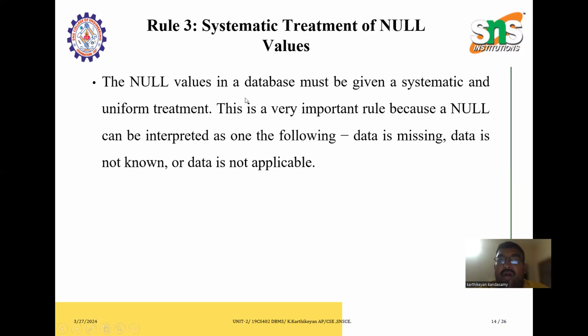This is the third rule, systematic treatment of null values. The null values in a database must be given systematic and uniform treatment. This is a very important rule because null can be interpreted as follows: data missing, data is not known, data is not applicable.